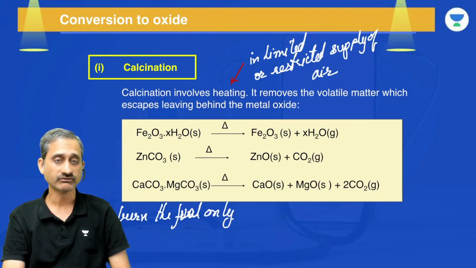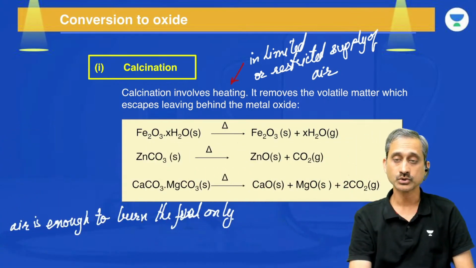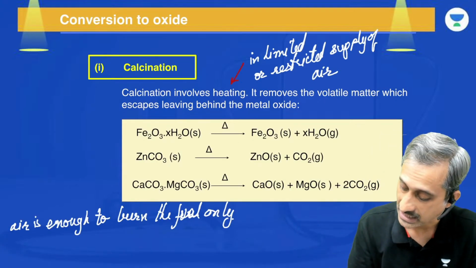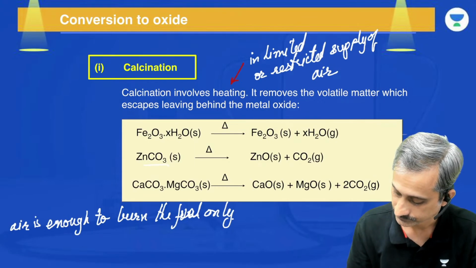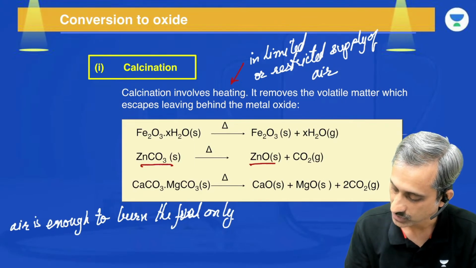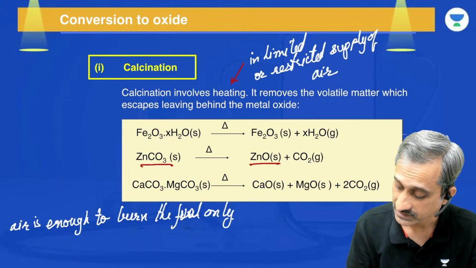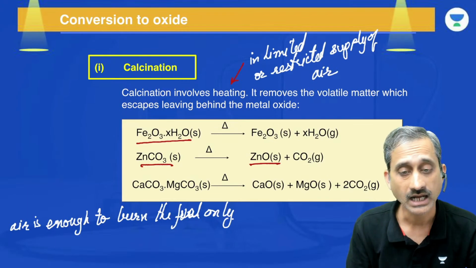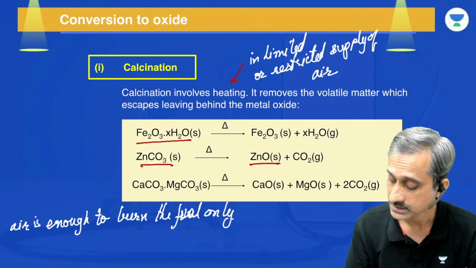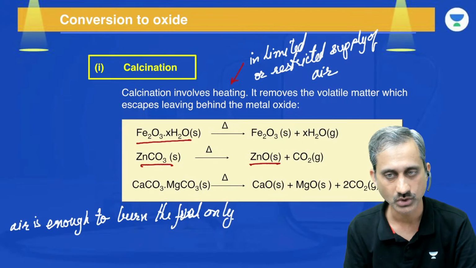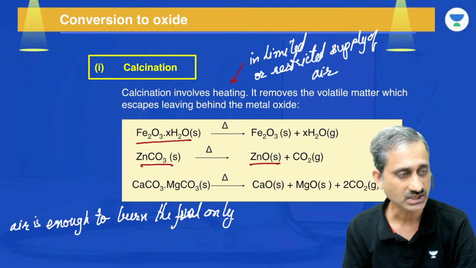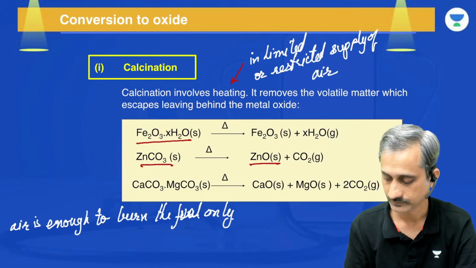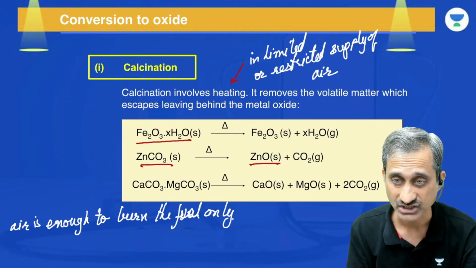It is not enough to oxidize. It is used for converting carbonate to oxide. We can convert carbonate to oxide, we can remove the water of hydration, and we can even talk about the conversion of hydroxide to oxide. So that is what we do with calcination.